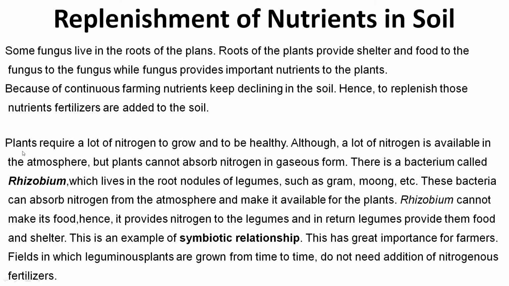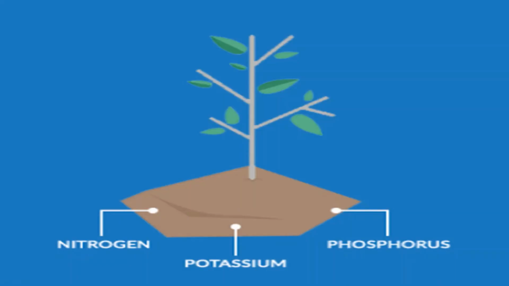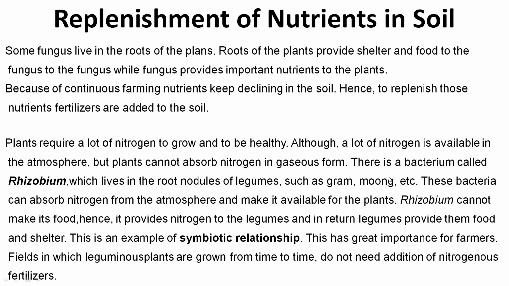See how. Plants require a lot of nitrogen to grow and to be healthy. You know that the main constituent of plant to grow are potassium, nitrogen and phosphorus. All these nutrients they take from the soil. It cannot fix it from the atmosphere. So nitrogen, among the three, nitrogen is the main constituent of growth and development for the plants. So although a lot of nitrogen is available in the atmosphere, but plants cannot absorb nitrogen in gaseous form.